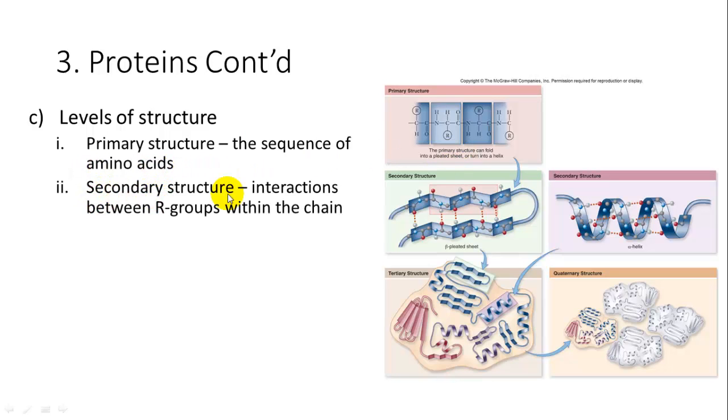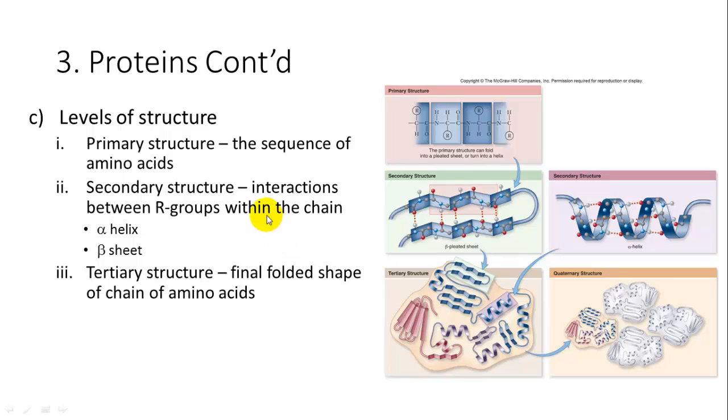The secondary structure is after you have the primary structure done, then you have interactions between the R groups, okay? And they form different structures. One of them may be an alpha helix, which is what we have here, or a beta pleated sheet, which is what you have there.